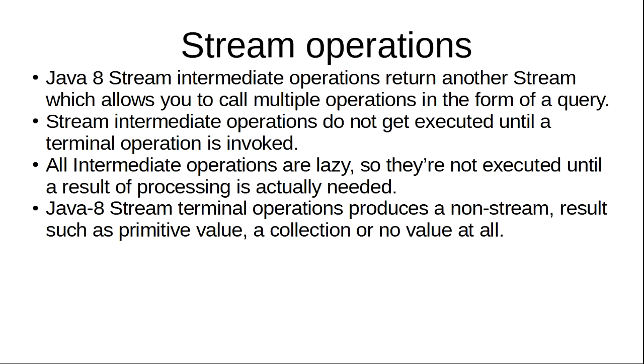One more important point is that stream intermediate operations are lazy operations. So, they don't get executed until a terminal operation is invoked. This is very important. For example, if you write four intermediate operations and try to execute your program, nothing will happen. Why? Because you should add a connecting terminal operation. Then only all the intermediate operations get executed, followed by your terminal operation. So this is an important point.